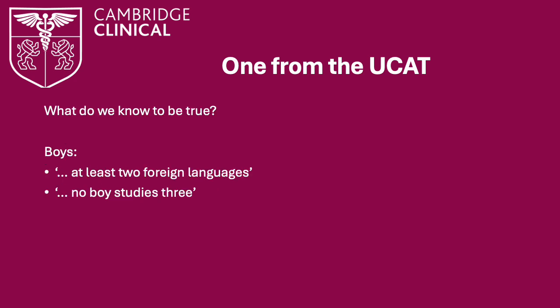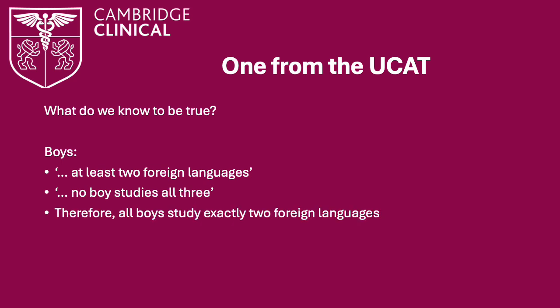Well, in my opinion, the best way to answer these questions is to note down explicitly what we know to be true. So first of all, we know from the question that all boys study at least two foreign languages, and we also know that no boy studies three. And so what does that mean? Well, it means that therefore all boys study exactly two foreign languages.